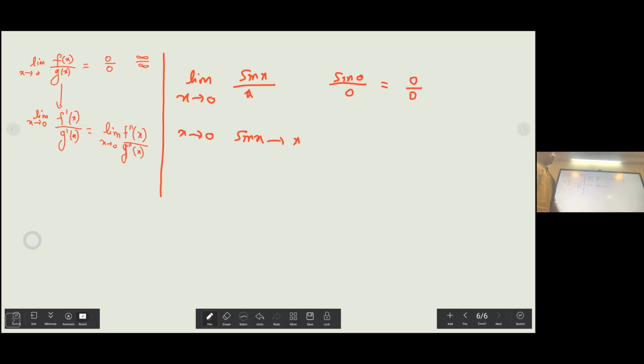So if you got 0 by 0 format, what I can do is take the limit as x tends to 0. I can differentiate sine x, which is cos x, and I can differentiate x, which is 1. Now, if you plug in x as 0 here, I get cos of 0, which is nothing but 1 upon 1, hence the answer is 1. So you can see how L'Hopital's rule helps us get the desired answer. So this is your basic L'Hopital's rule, where if your answer is coming in either 0 by 0 format or infinity by infinity format, you can use this particular approach or method.